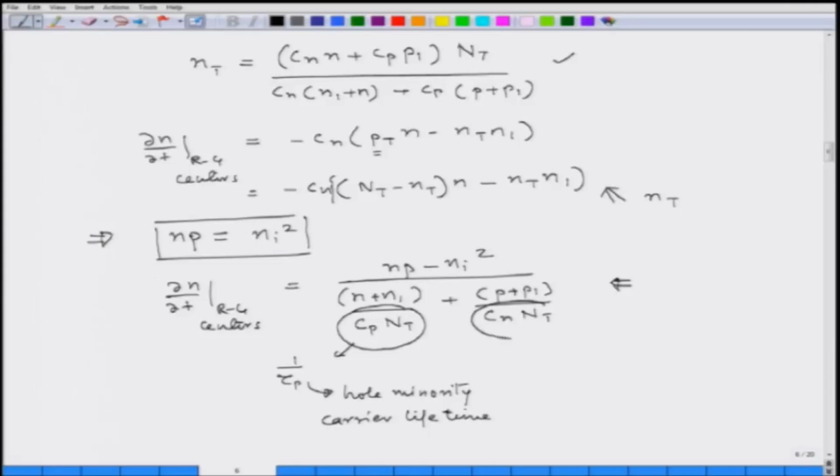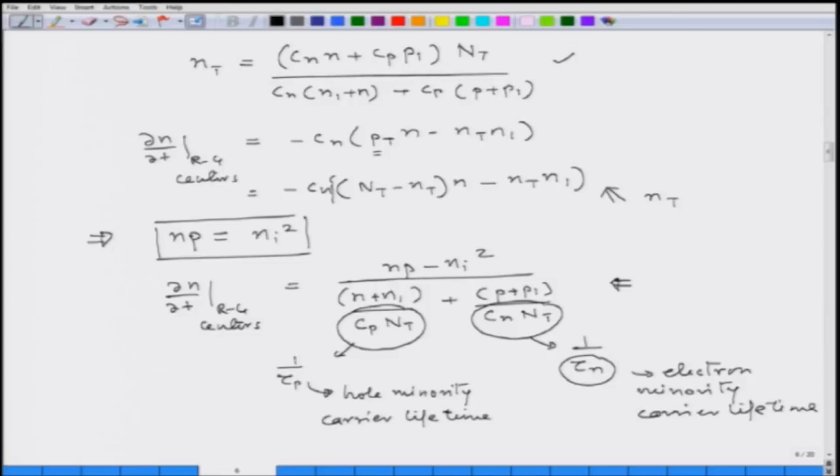Similarly, we will define this quantity as 1 over tau of n, and that tau of n is the electron minority carrier lifetime. So, in order to physically understand what these parameters mean, one has to think of what we have done. We have looked at a recombination generation net effect due to an R G center on electron concentration.